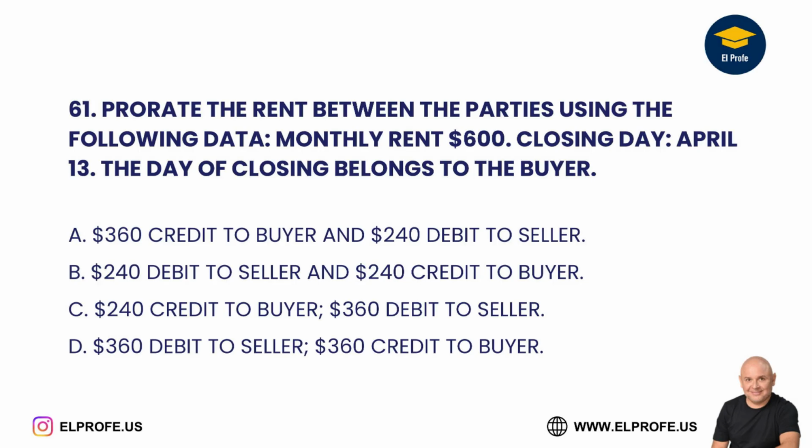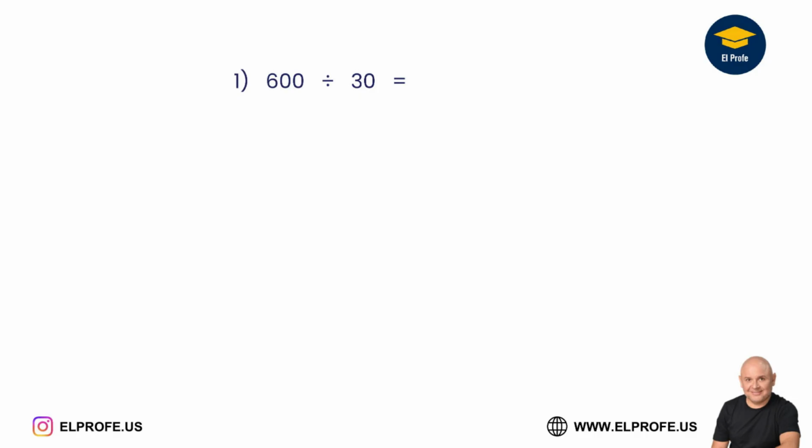And as always with prorations, the first thing we do is calculate the daily rent, or the daily tax, or the daily interest. What is the value per day? It's $600 divided by the number of days in the specific month we are dealing with. That's why we use 30 here. But if they had said May, I would have used 31. Watch out for this detail. It's 30 because April has 30 days. But if the closing had been in May, you would have to use 31. So $20 is the daily rent.